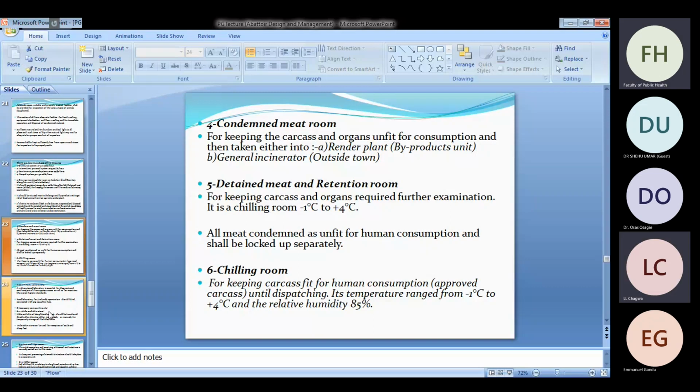There's a place we call the chilling room for keeping carcass fit for human consumption. Those that are fit for human consumption should be kept at a very good chilling room temperature until dispatched to consumers. The temperature range is -1 degree Celsius to +4 degrees Celsius with a relative humidity of 85%. Good?